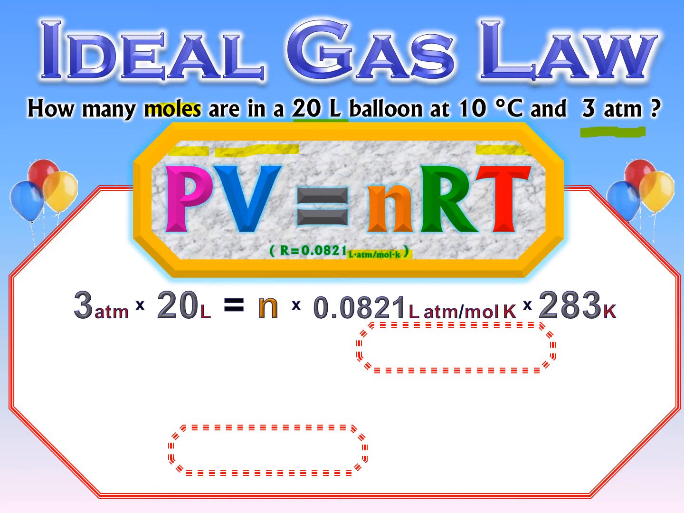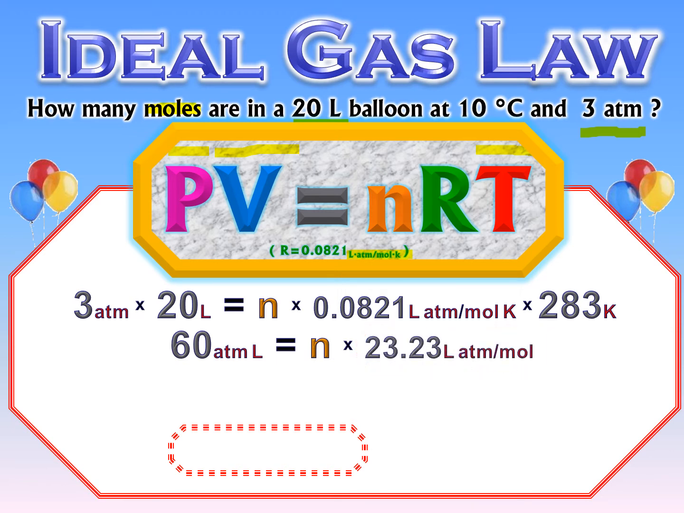Notice we can multiply on the left side. 3 times 20, that's pretty easy. And we'll get a combined unit, atmosphere liters. That'll be 60 atmosphere liters. And then we can multiply on the right side, well, except for the N, we can multiply those quantities together. And only one thing is going to cancel there. The Kelvin is going to cancel. So notice that we wind up with 60 atmosphere liters equals N times, turns out, 23.23 liter atmospheres per mole. Notice the Kelvin has now disappeared. You'll notice this happens with R. Each of the parts of it will disappear until only one is left.